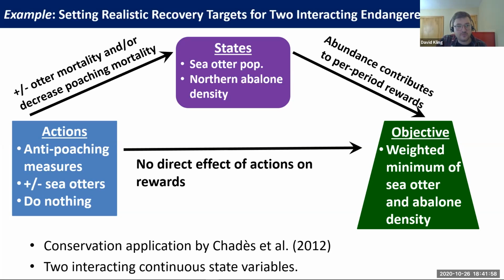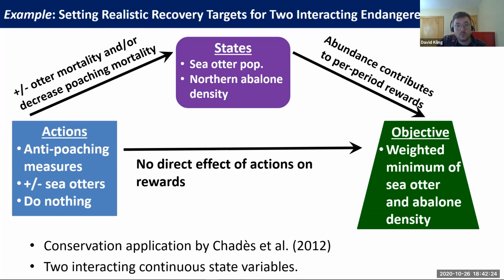Actions involve anti-abalone poaching measures. You can introduce or cull sea otters in this case, or do nothing. State variables in this paper, which, by the way, I have references to at the end, are the abundance of sea otters and the density of abalone.